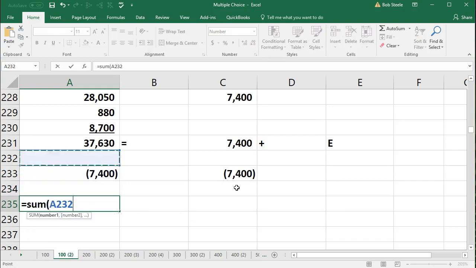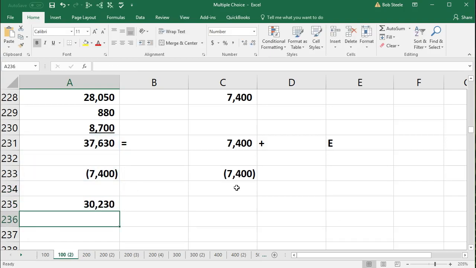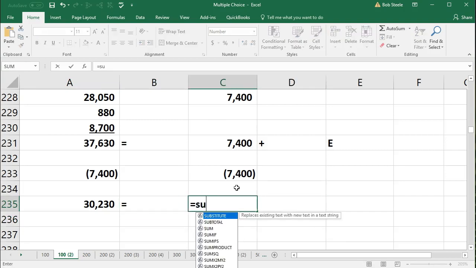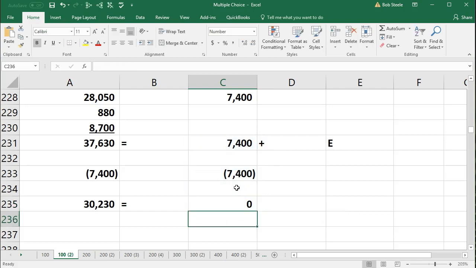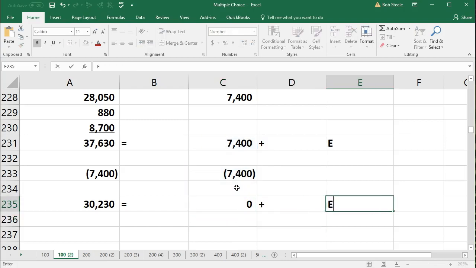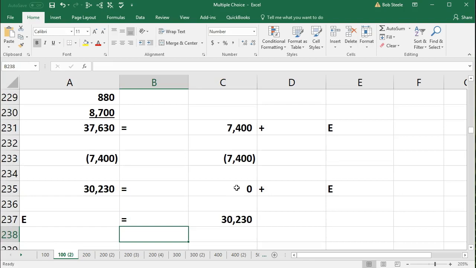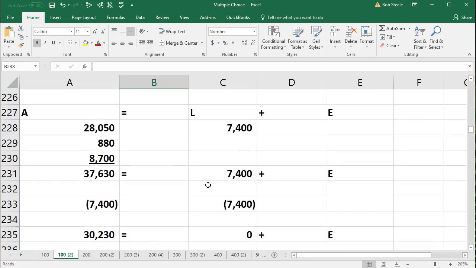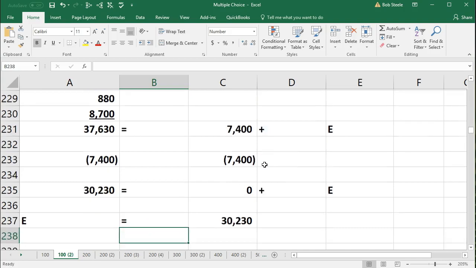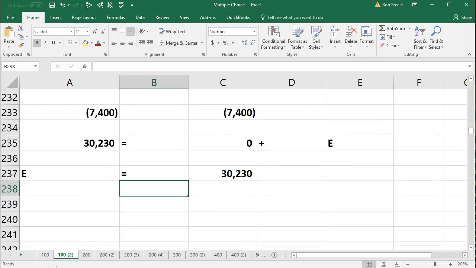If we subtract that out, we're going to say that we have 30,230 is going to be equal to, this of course adds up to 0. If we subtract that out, and that's going to equal E, and therefore E is equal to 30,230. Now I'm trying to put this in Excel so that we can actually see a calculation as you would write it down on paper, of course, here. So hopefully if you're writing it down on paper, that will look familiar or look the same kind of format.